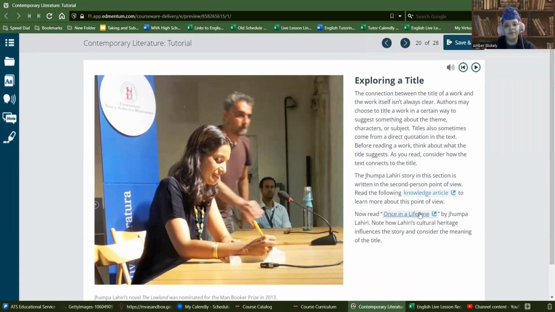And now here at the bottom, we have the link to the excerpt from Once in a Lifetime by Jhumpa Lahiri. They want you to take special note of the cultural heritage influences that this story has. So make a note of anything that seems a little out of place or that you don't recognize, or that is clearly just a cultural reference to her Bengali Indian parents or lifestyle.